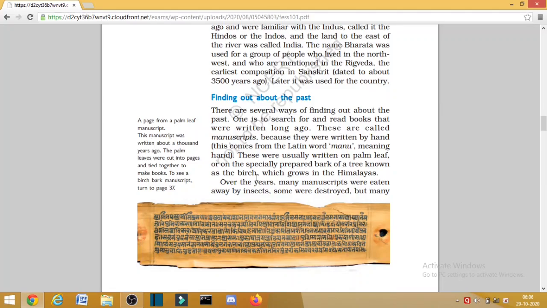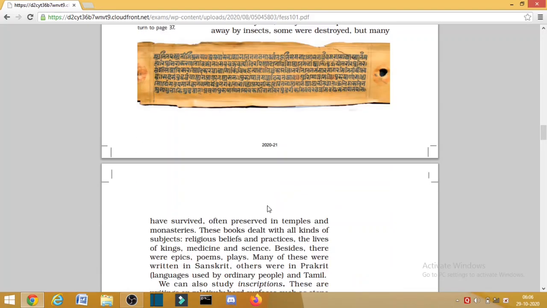It says prepared from the bark of a tree, and this palm tree and beech grow in the Himalayas. Over the years, many manuscripts were eaten away by insects. Some were destroyed, but many have survived, often preserved in temples and monasteries.